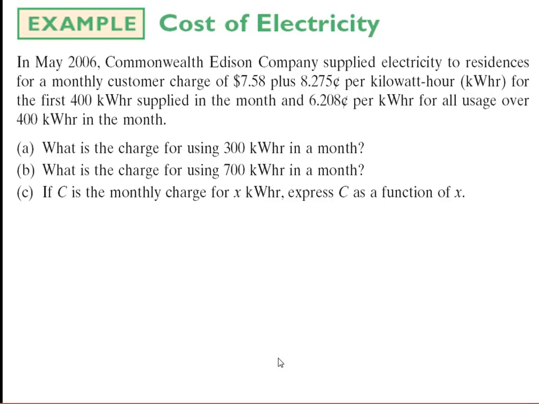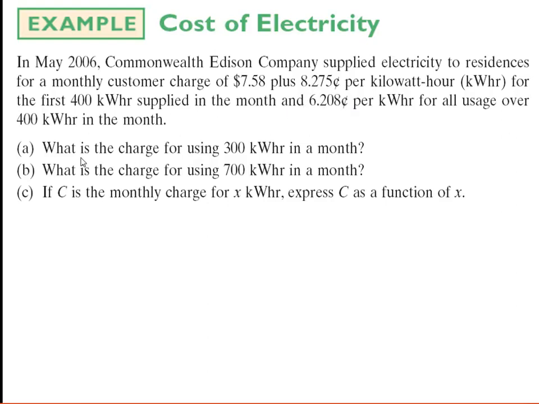So this problem says that in May 2006, Commonwealth Edison Company supplied electricity to residences for a monthly customer charge of a flat fee of $7.58 plus 8.275 cents per kilowatt hour for the first 400 kilowatt hours, and then 6.2808 cents for all usage over 400 kilowatt hours. So notice how this is a piecewise function, right? Because for the first 400 kilowatt hours, we're being charged one rate, and then for anything over that, we're being charged another rate.